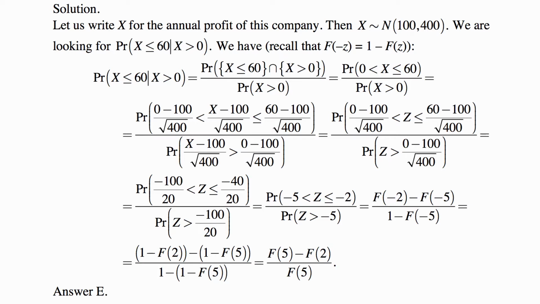But of course that's the same as F of negative 2 minus F of negative 5 divided by 1 minus F of negative 5. But F of minus Z is 1 minus F of Z, so we replace all of the F of minus something by 1 minus F of that something. And then the ones cancel out at the top and the bottom, and we just get F of 5 minus F of 2 divided by F of 5, which is answer E, and that's the end of this problem.